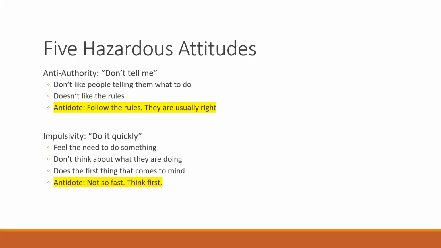So the first hazardous attitude that we're going to talk about is anti-authority. This is the "don't tell me" attitude. This is when someone really doesn't like someone, maybe someone in the right seat or someone in the back, or maybe even somebody on the ground telling that pilot what to do, and they really don't appreciate this. They also usually don't like to follow the rules. They don't think the rules apply to them for whatever reason.